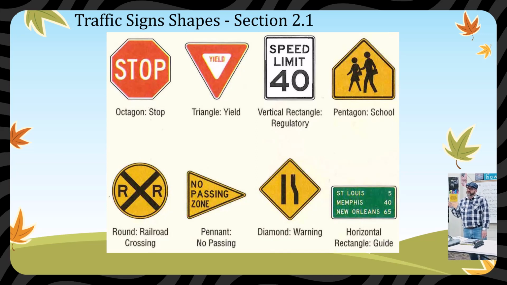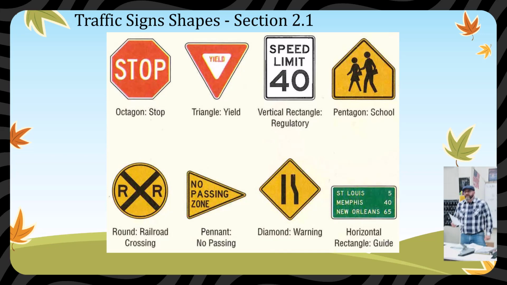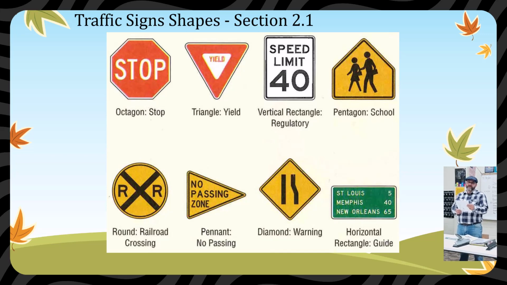The railroad crossing signs are very important. They're round. They're warning you about railroad coming up, or that the railroad crossing's right there. The no passing zone is something you've got to get familiar with so you know whether you can pass or not. And that's a pennant shape. A railroad sign's round. You do need to know that for your testing and everything as well.